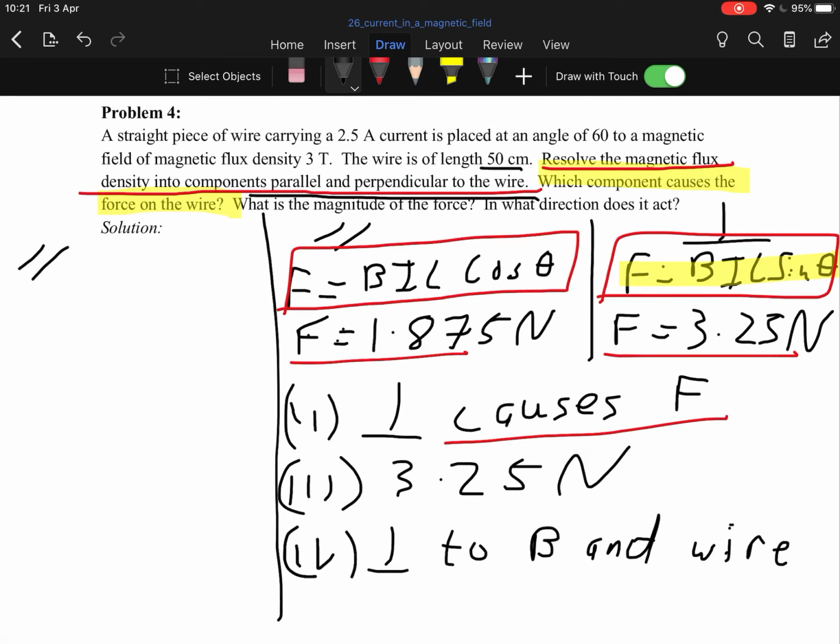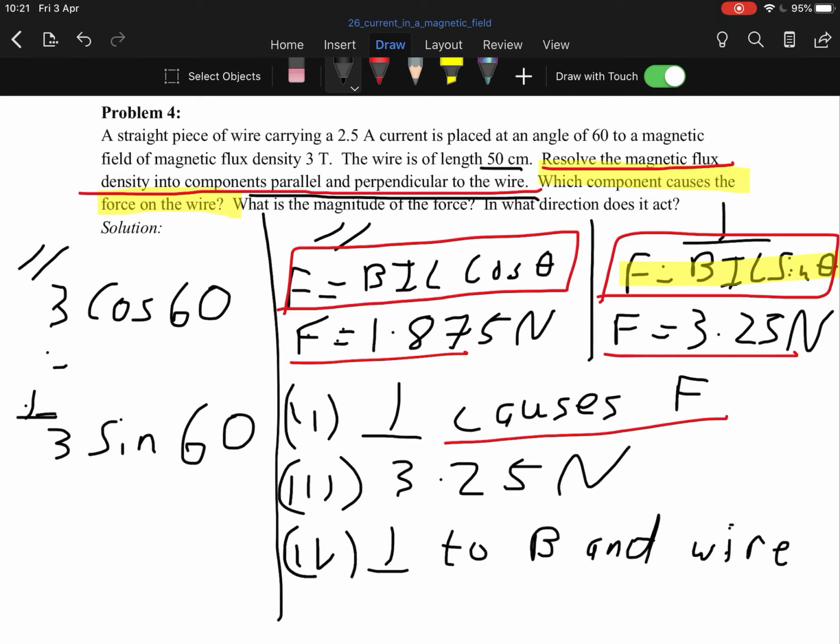Okay? So the parallel component is simply going to be our magnetic flux density, which was 3 Tesla, cos our angle of 60, and our perpendicular is going to be 3 Teslas and the perpendicular sine of 60. That's it. Okay, and that's where my mistakes came in. I said 1.5 Teslas for here and 2.6 Teslas for here.